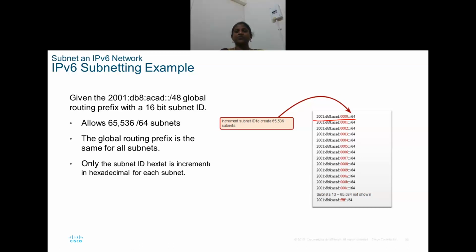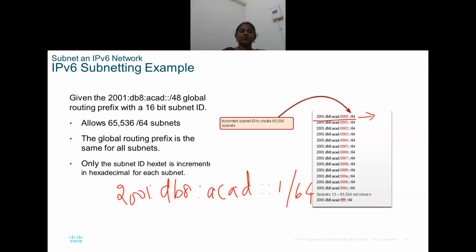Now if I take 2001:DB8:ACAD::1/64, this is one unique host IP address that belongs to this subnet. Similarly, I can have 64 combinations. /64 means here you have around 64 devices.